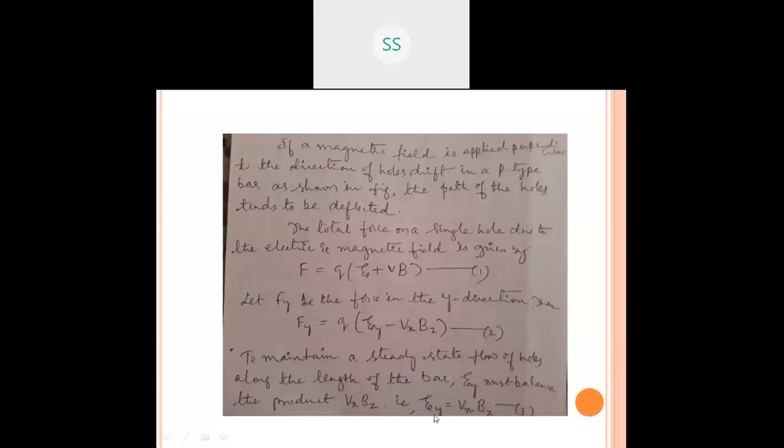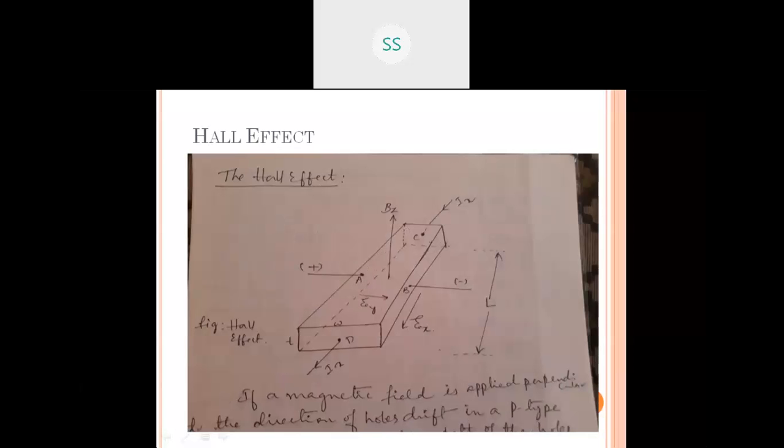Because of this, there is a resulting voltage VAB. What is this? A and B are the other two faces of the semiconductor bar, and the voltage between these two faces is known as VAB. That particular voltage VAB, which is equal to W into Ey, is called the Hall voltage.